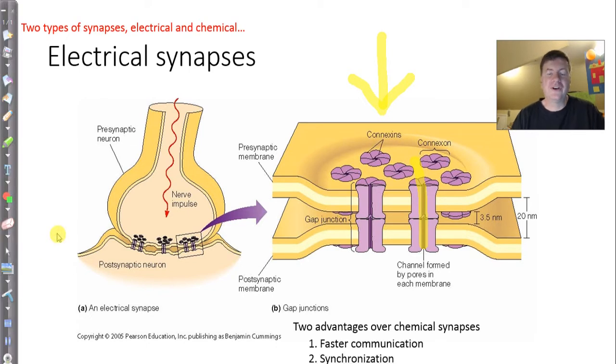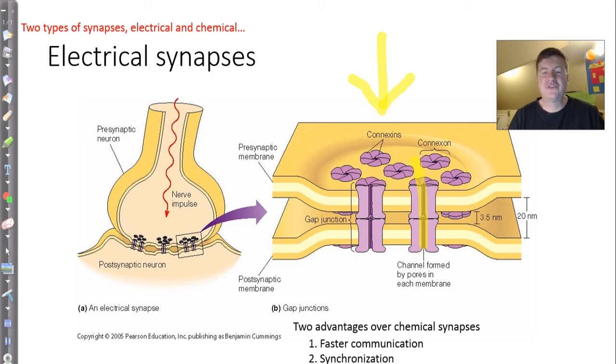The two advantages are faster communication. Rather than having ions diffuse across a chemical synapse from the presynaptic to the postsynaptic side, have the ions travel from one side to the other, this can be a lot faster. Essentially, we're connecting the cytoplasms of two different cells. So if there's an action potential or a change in charge on one side, it's very easy to travel this charge through to the other side and excite the other membrane and therefore carry out an action potential.